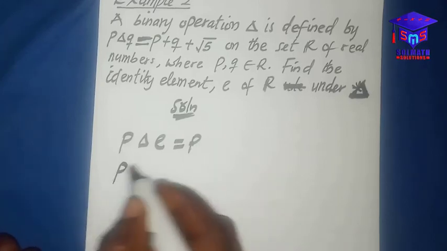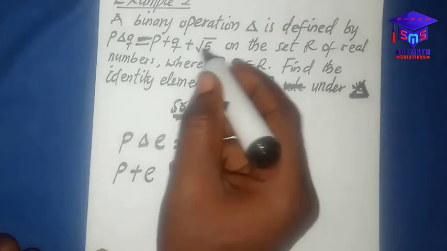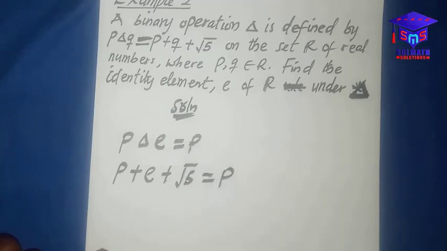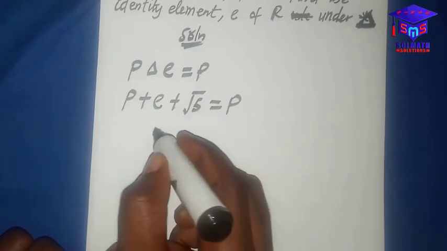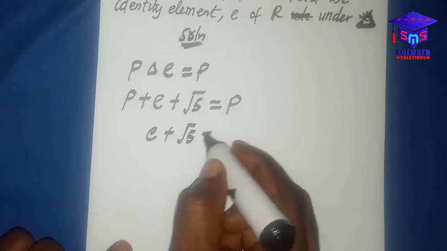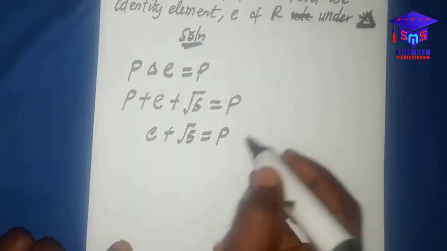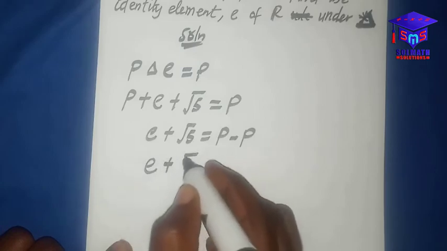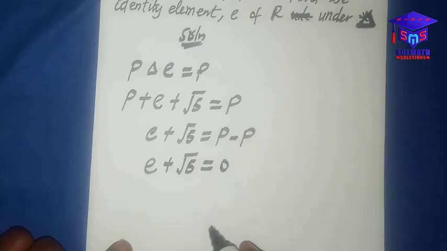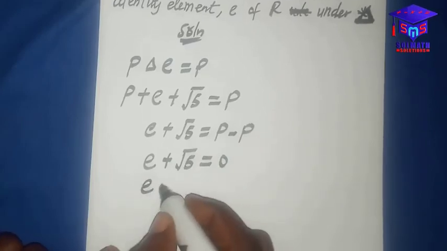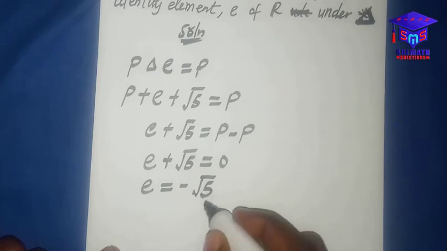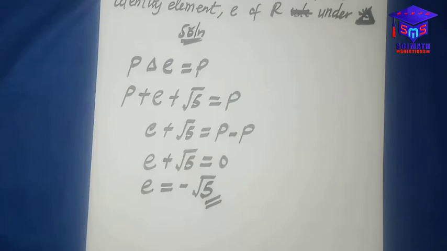So now we have P plus Q, which is E. So E plus the square root of 5, is that right? Is equal to P. Now our identity element is E, so we solve for E. Now we have E plus the square root of 5 is equal to P. Then we group terms, so the P will come here, minus P. Now we want to find the value of E. So we have E plus the square root of 5 is equal to P minus P, which is 0. Now we can make the E stand alone. So we have E is equal to, the one crosses and you get negative square root of 5. So that is our identity element.